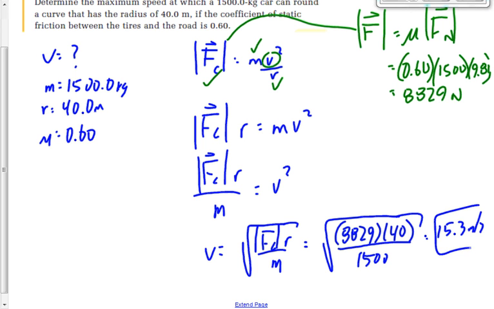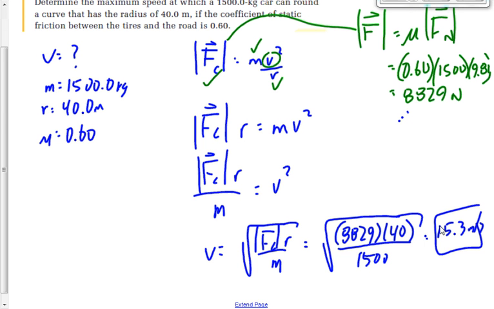So anything below that speed, this car is able to stay on the turn. Anything above that speed, what's going to happen? The car is going to skid off the road, right? Because the force of static friction isn't big enough to provide that centripetal force. It needs that centripetal force to stay on the turn. But if you're going any faster than that, then friction isn't going to be strong enough to supply that centripetal force, and it's no longer going to go in a circle.